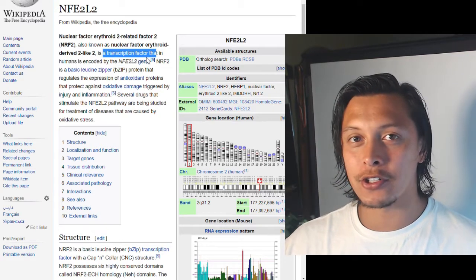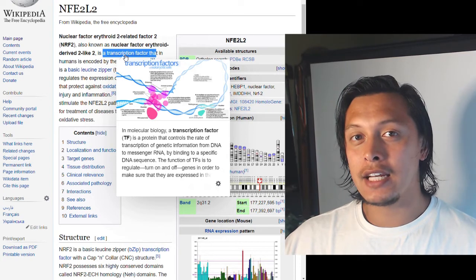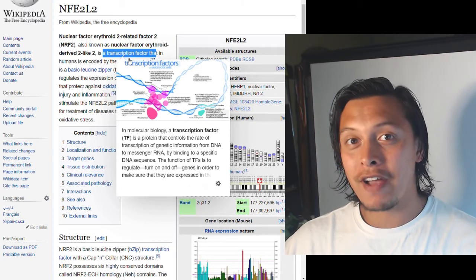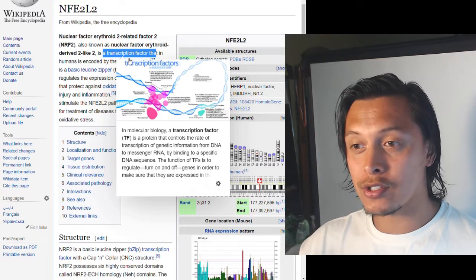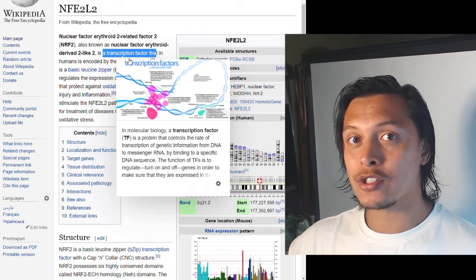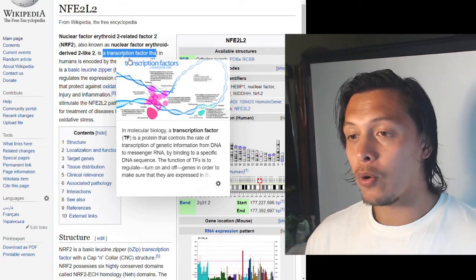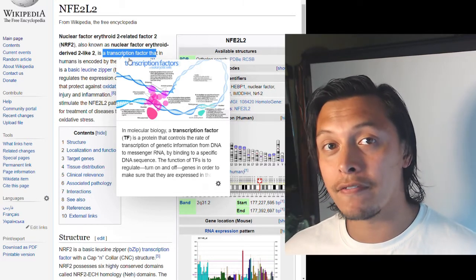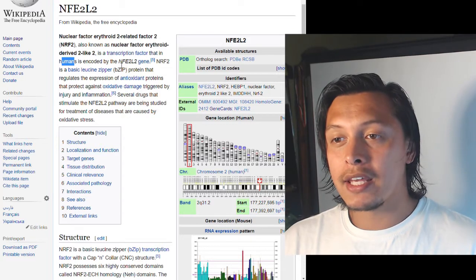And it's a transcription factor. Transcription factors are things that interact with the DNA and make the DNA either express itself or not express itself. So transcription factors are factors that change the rate of transcription of certain genes. When DNA gets transcribed into RNA, that RNA then gets translated into a protein. So if you alter transcription, you end up altering the concentration of the protein that that gene creates. There are multiple levels of regulation in the production of proteins, but transcription factors are one of them because they affect transcription. It is a transcription factor that in humans is encoded by the NFE2L2 gene.